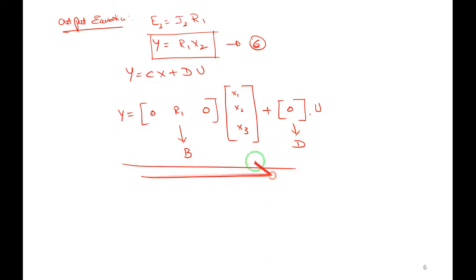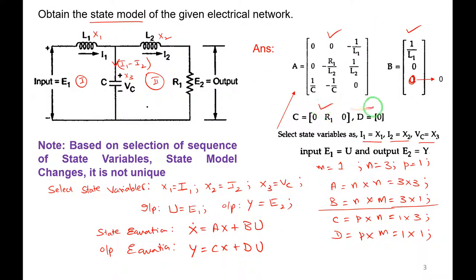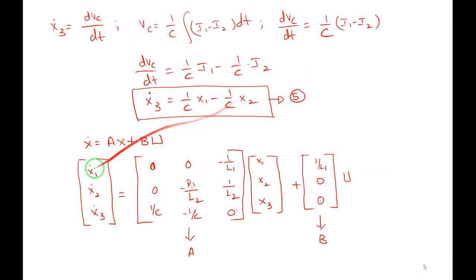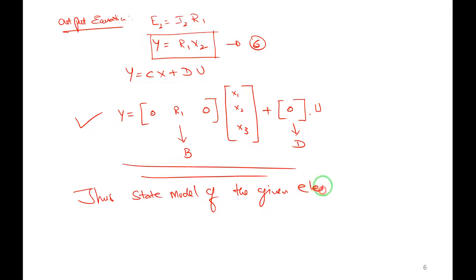So thus the state model is obtained, right? Are there any doubts? You can ask. So 0, R1, 0 and D is 0. You can check it here. Okay, so the state model of the given network is obtained. What is the state model? Getting the state equation, this one, and the output equation, this one, we obtained, right? This consists of what we call a state model. Thus the state model of the given electrical network is obtained.